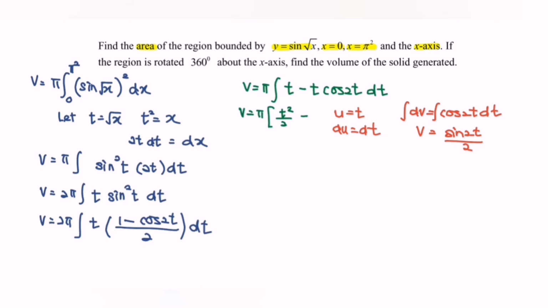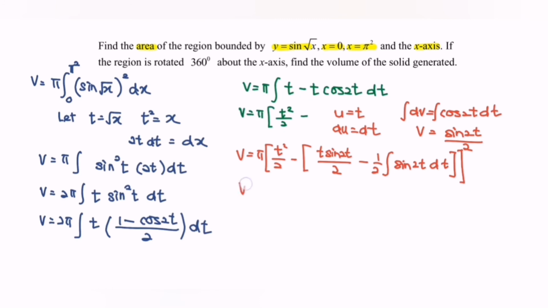Kindly substitute. So V equals pi multiplied with t squared over 2 minus a bracket, uv, so t sine 2t over 2 minus 1 over 2 integrate sine 2t dt. Next, V equals pi bracket t squared over 2 minus t sine 2t over 2 minus negative cos 2t over 4. So now what we have to do is to substitute the limits.